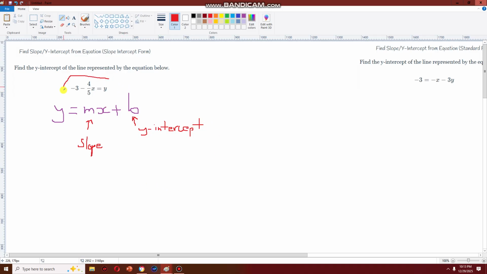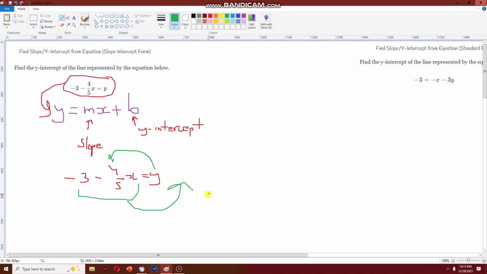Now, this doesn't look anything like that, and that's your step number 2. Change this equation to look like y equals mx plus b. How do we do that? Algebra again. So let's see. We have y equals minus 3 minus 4 over 5x. Easy peasy, what we can do is bring the y on this side and all of this on that side. I'm just going to flip the equation over.